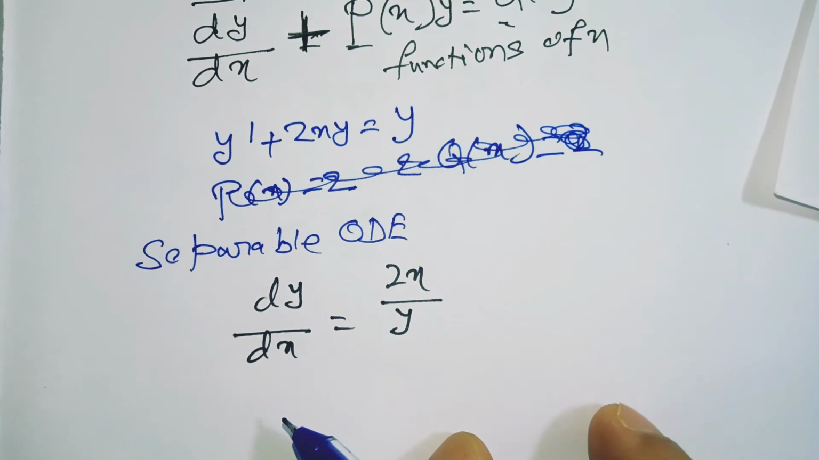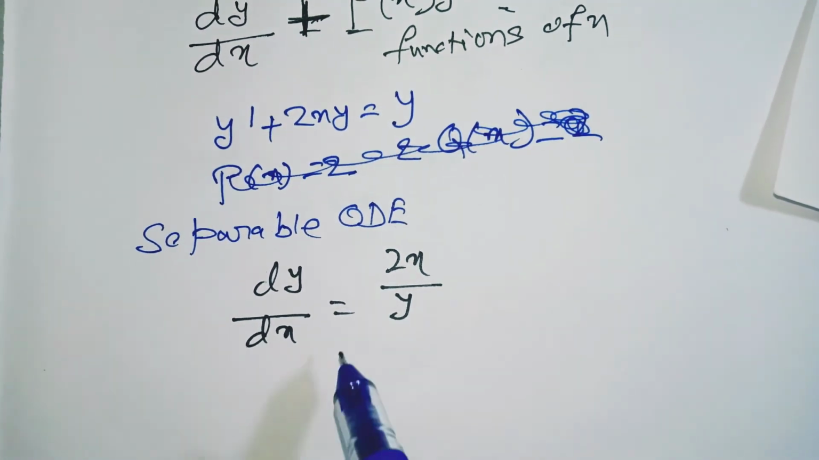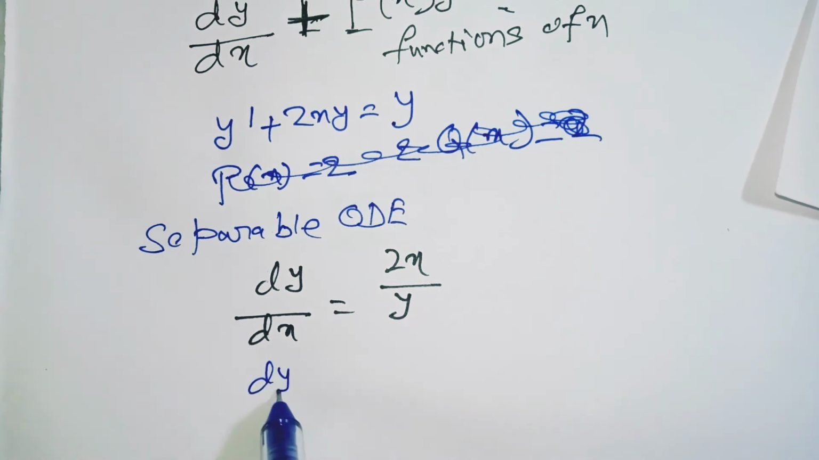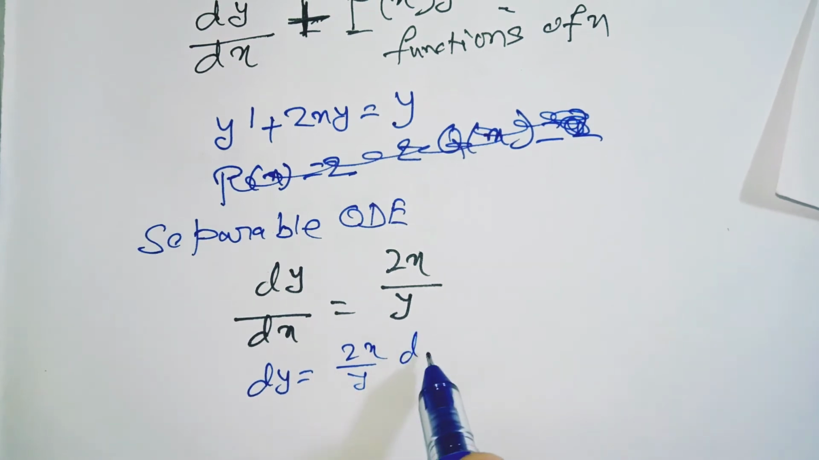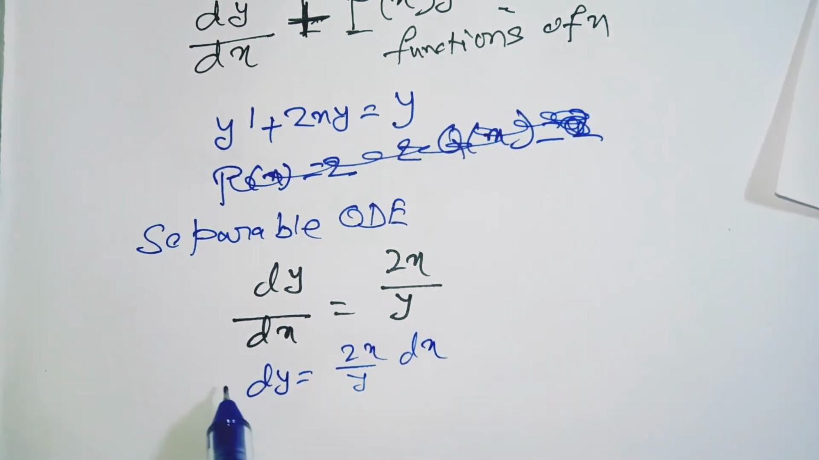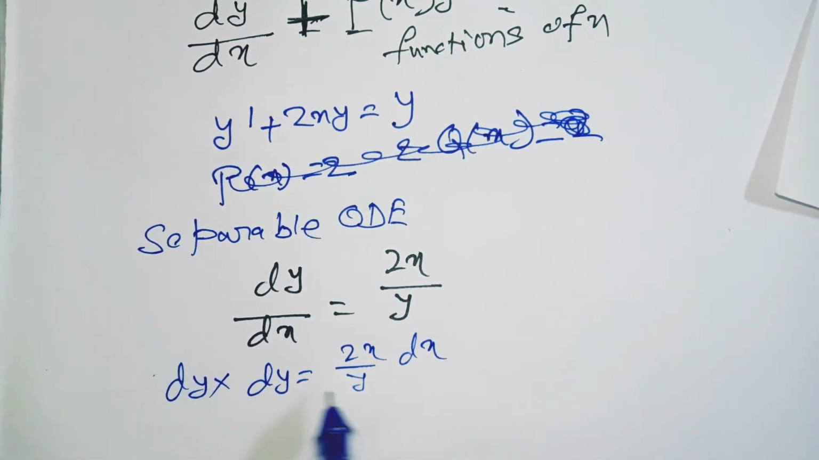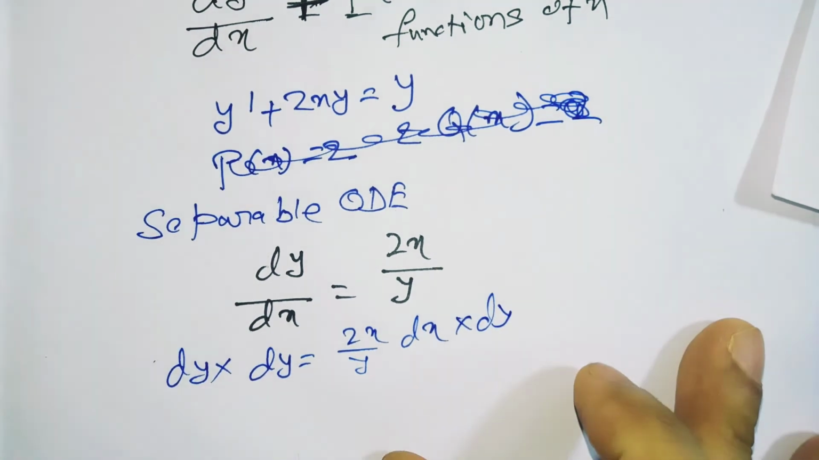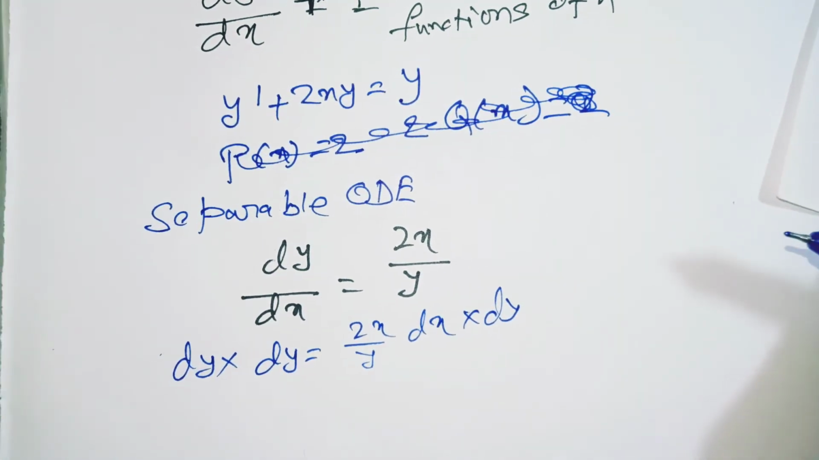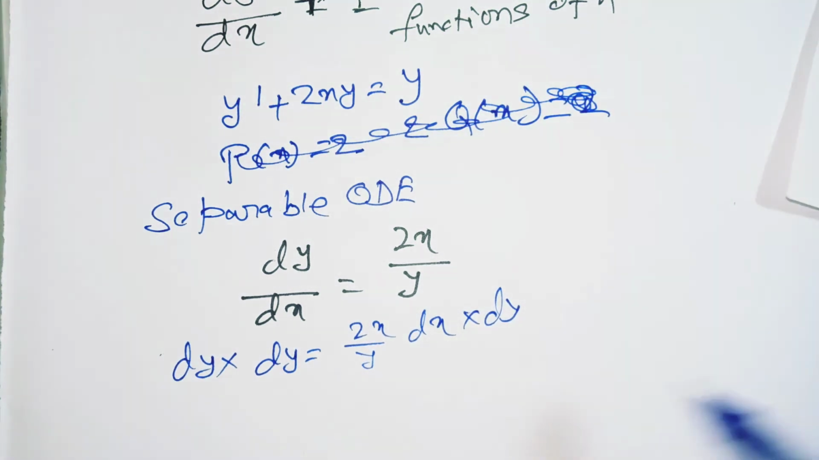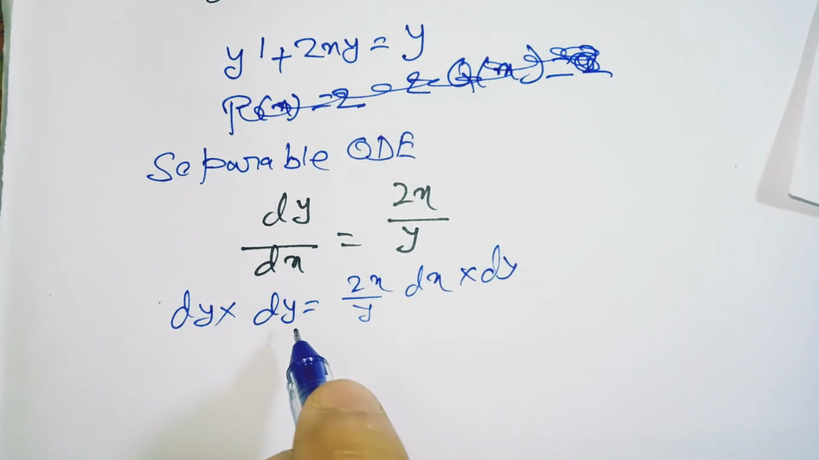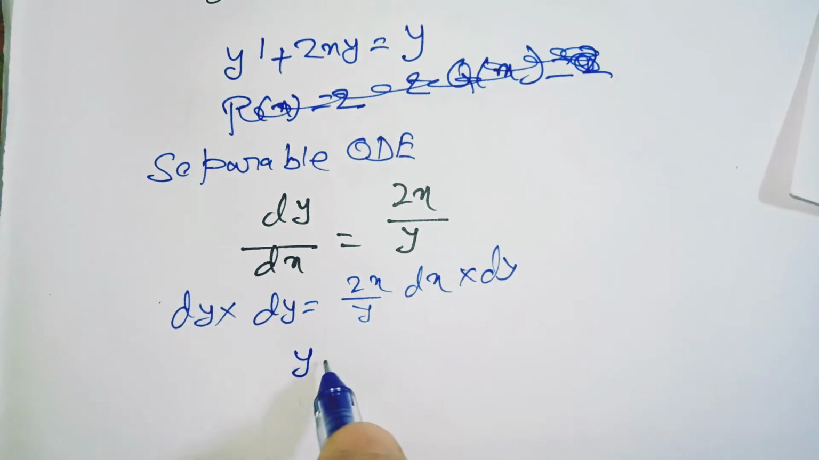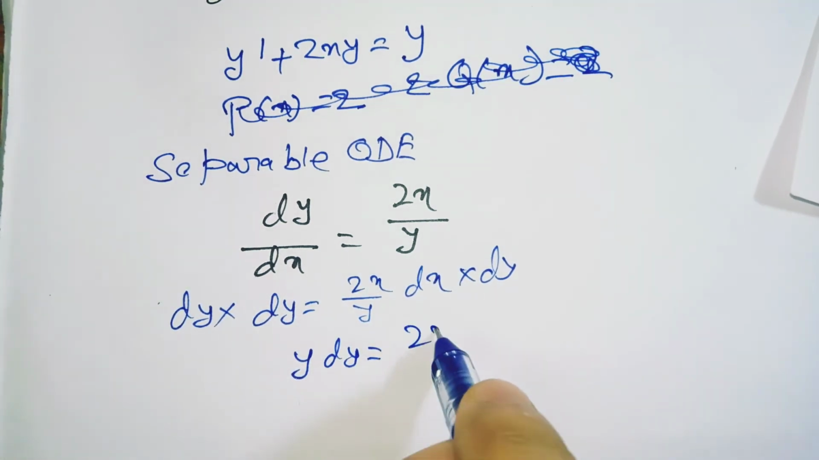So what I can do from here is write dy equals 2x over y dx. And if I multiply both sides by y, right? So multiplying both sides by y, this would cancel out. So y dy equals 2x dx.